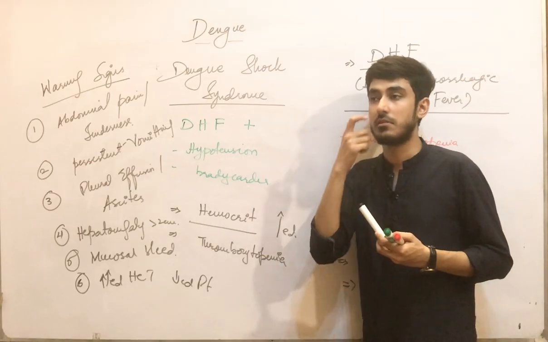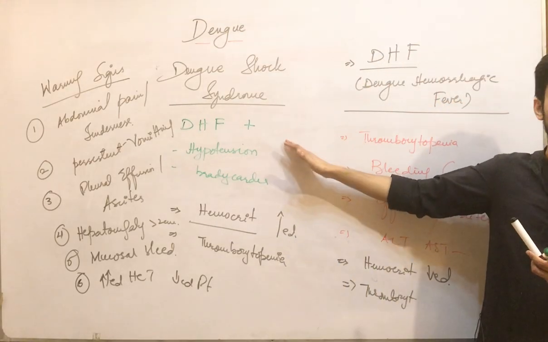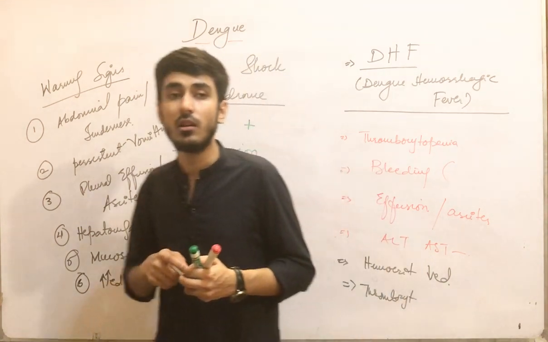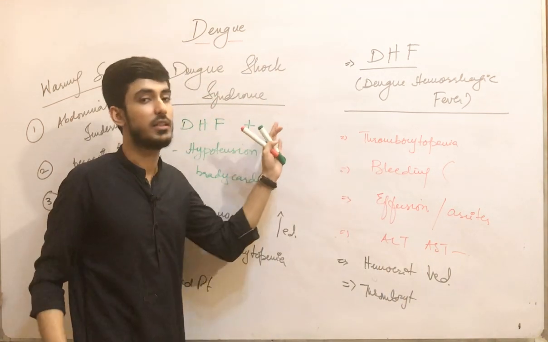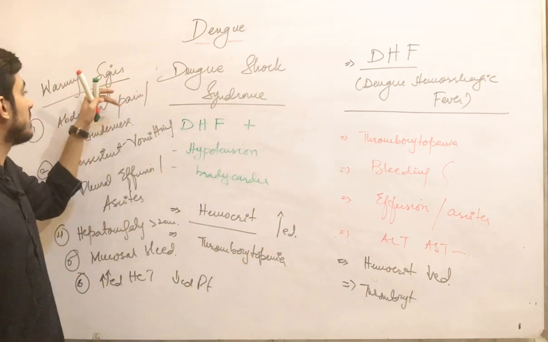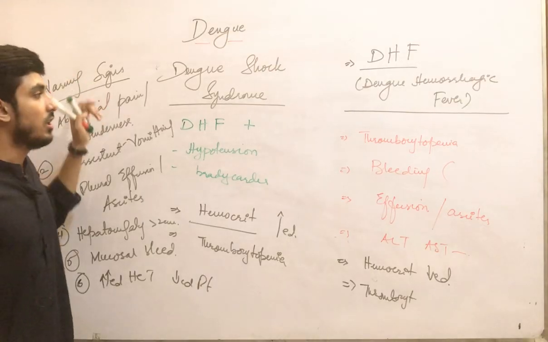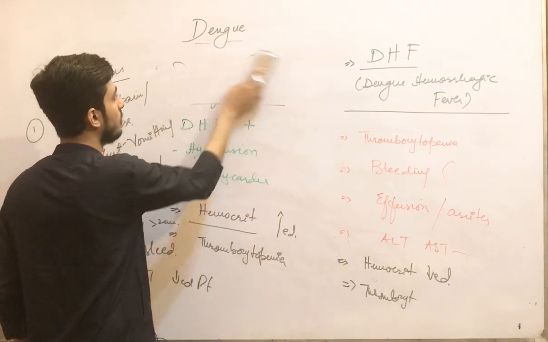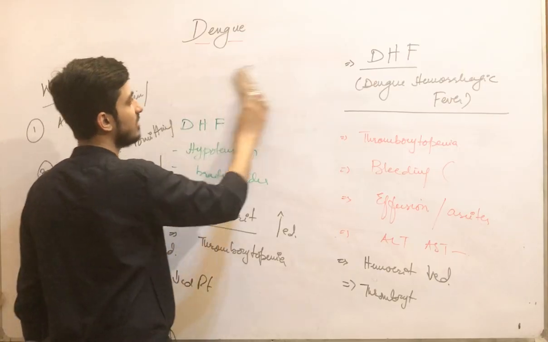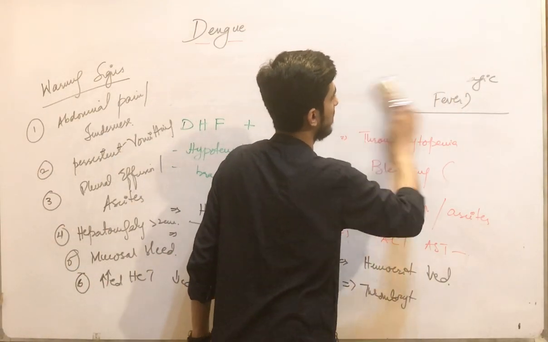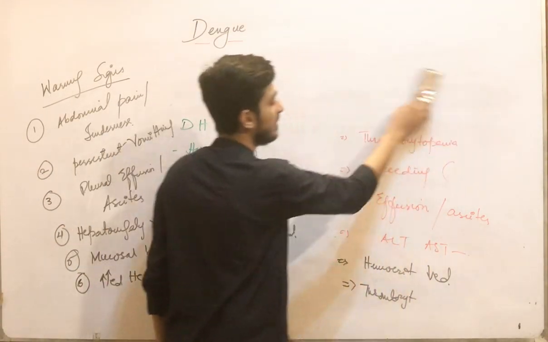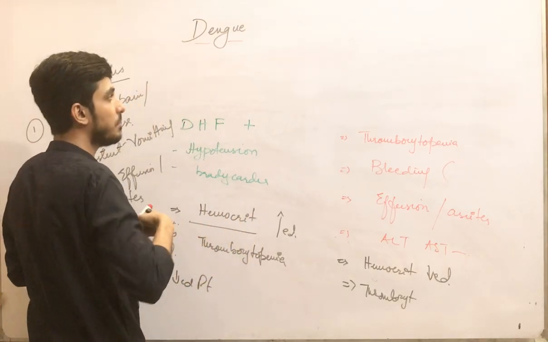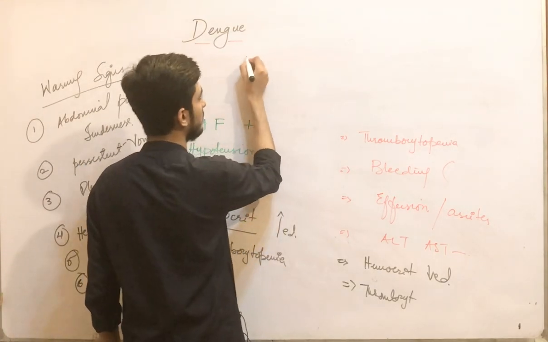Clear? So we have discussed the introduction of dengue, we have discussed the clinical features, then we discussed the dengue hemorrhagic fever, dengue shock syndrome. These are the warning signs. Now, before moving on, there is a test that is called the tourniquet test. It is not in practice, but you must know what the tourniquet test is.